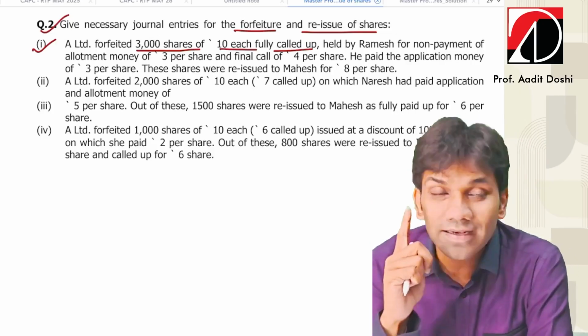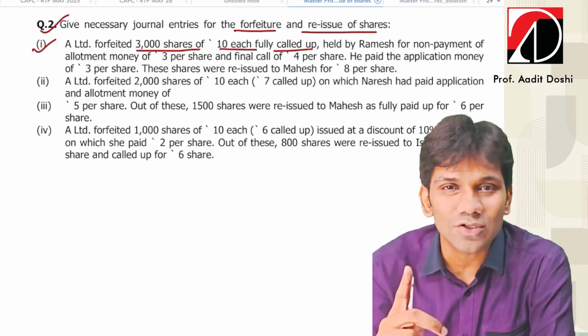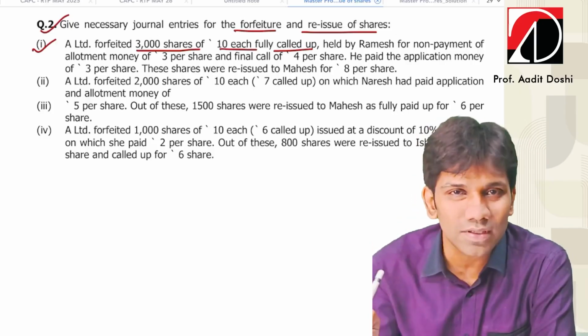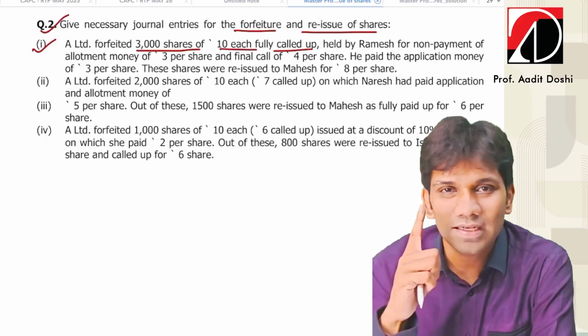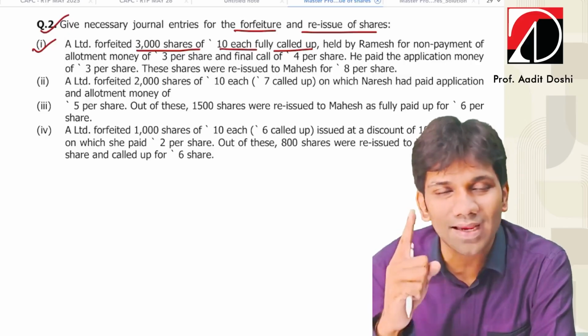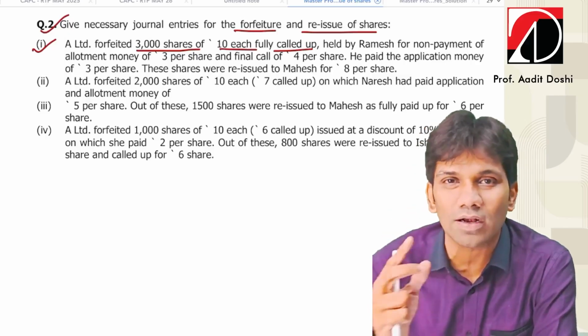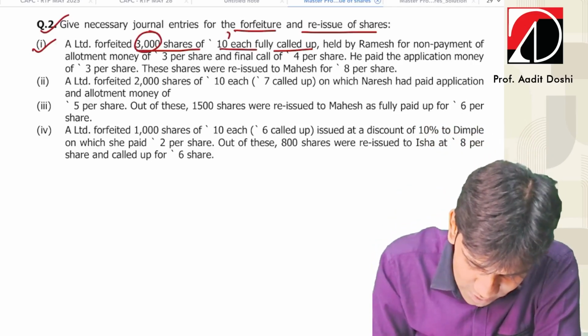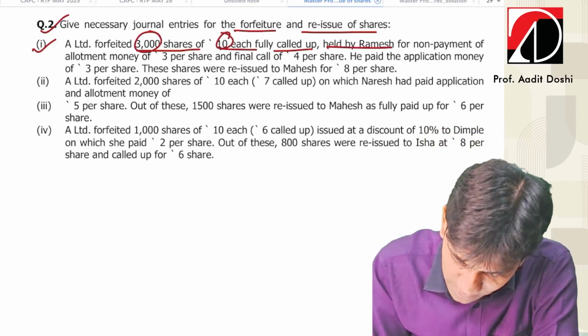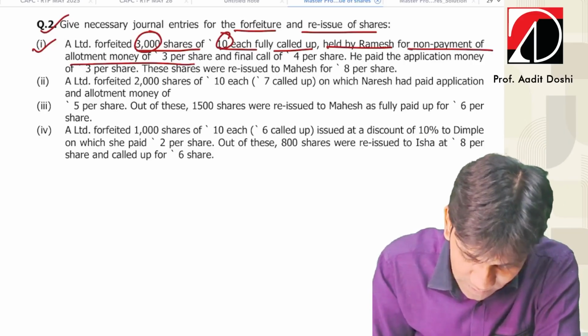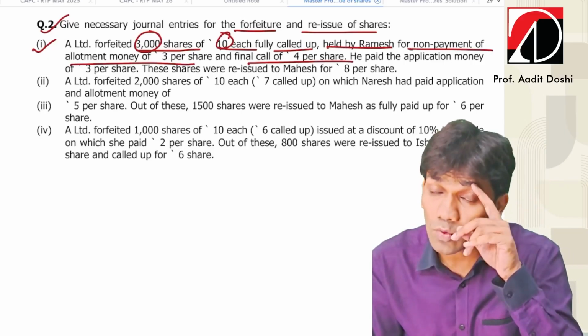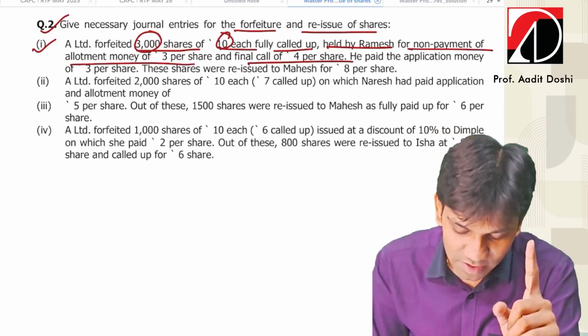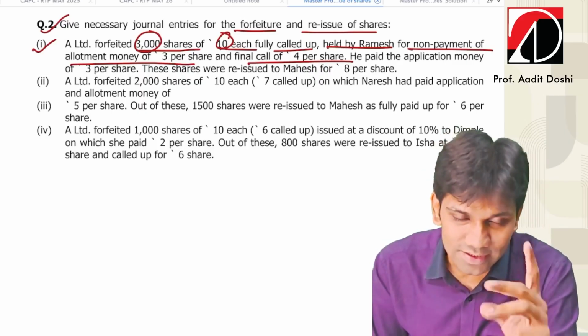I repeat, in case of forfeiture and reissue, share capital will be debited or credited with face value or called up, whichever is less. So, A Limited forfeited 3,000 shares of 10 each fully called up held by Ramesh for non-payment of allotment money of 3% and final call of 4%. So one share is of 10 each. Mr. Ramesh, who was a holder of 3,000 shares, did not pay.